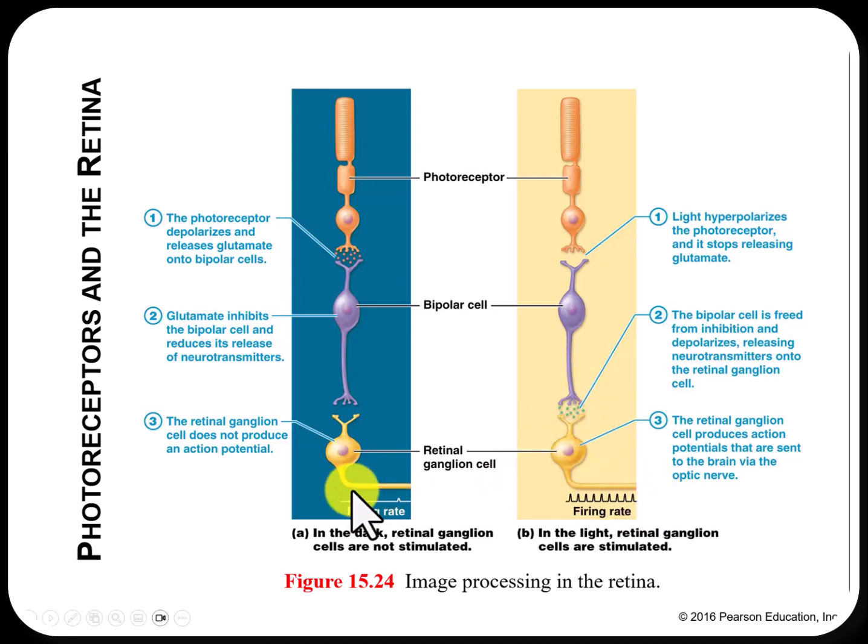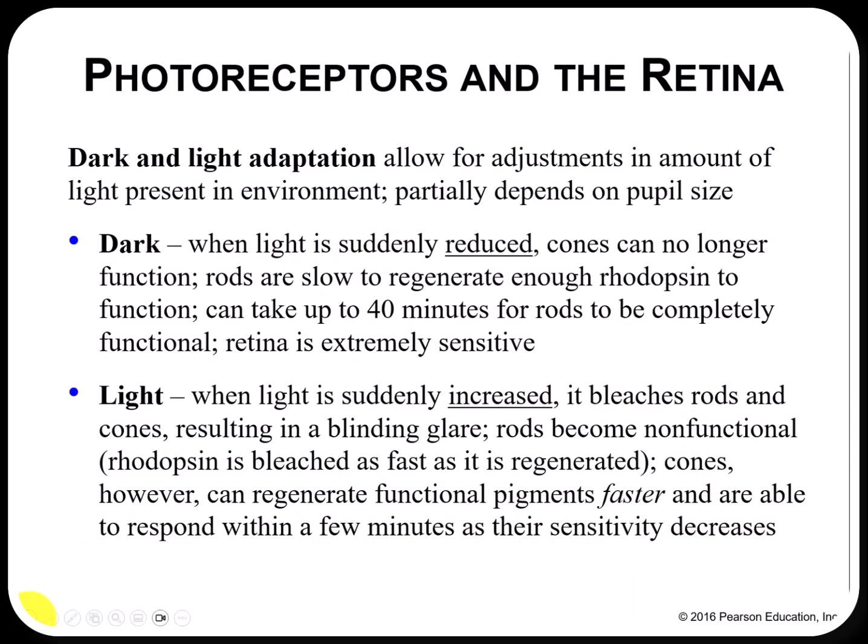And you can see the firing rate here. In the dark, firing rate is very minimal, but as soon as you stop inhibiting the bipolar cell, and it can now signal the retinal ganglion cell, you get a firing rate this quickly. And so now we have sight and what we see.